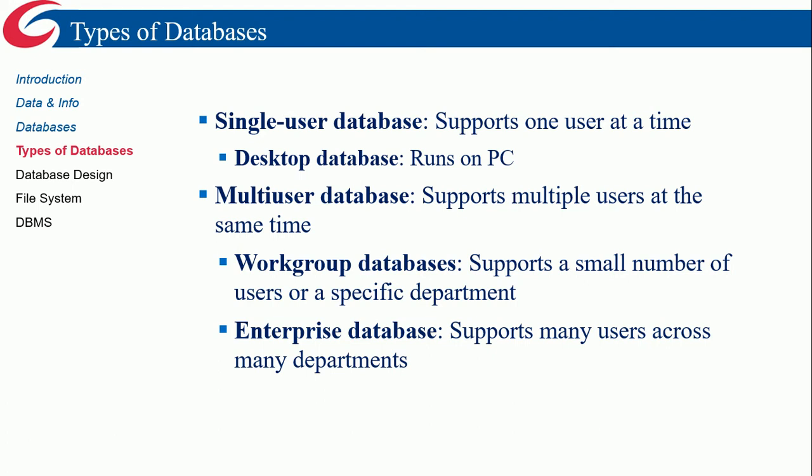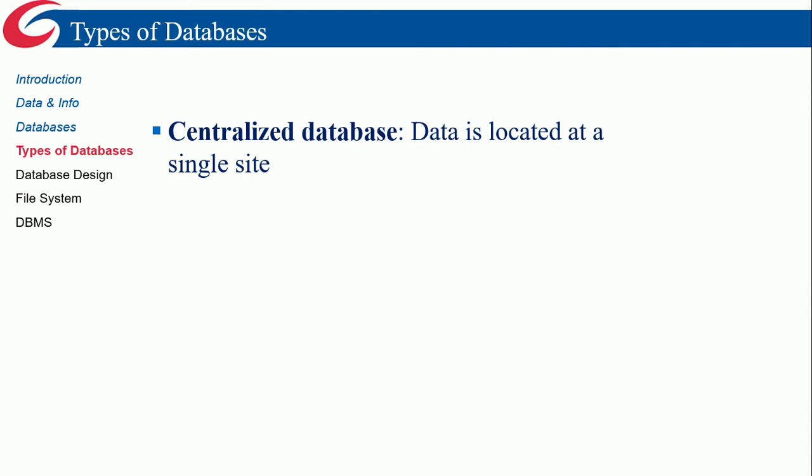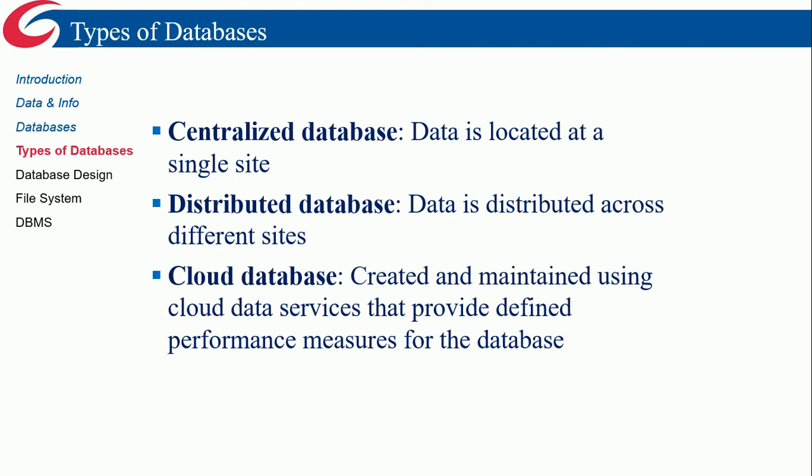There's lots of different enterprise databases: Sybase, SAP, for example, which I'm sure many of you have heard of, and a lot of these different companies. But those are all enterprise database companies. So centralized databases are those where the data is located at a single site, and when it's distributed, the database is distributed across different sites. And there's various reasons to do that.